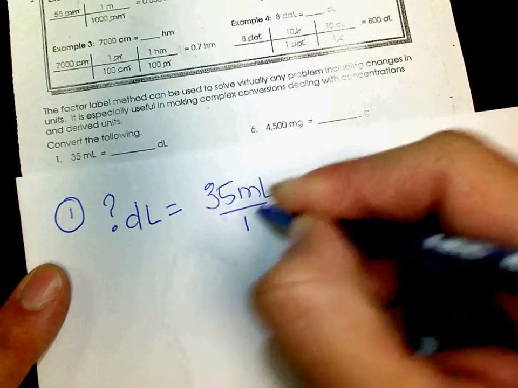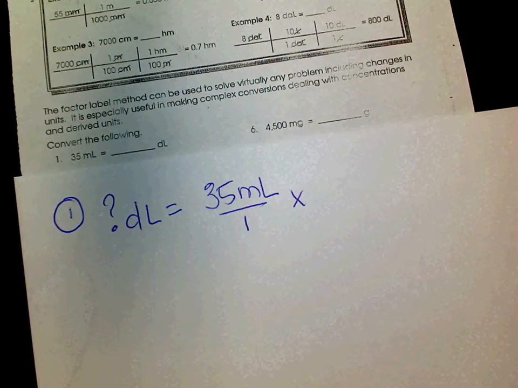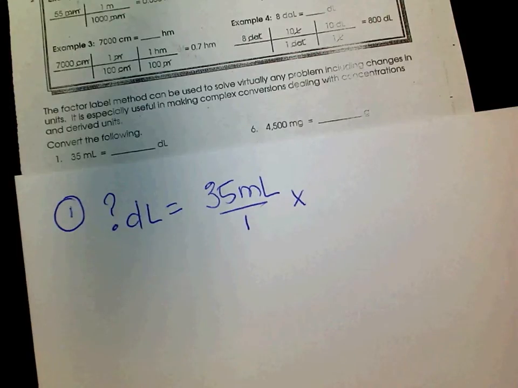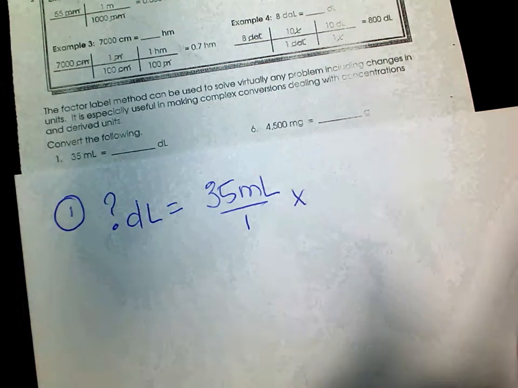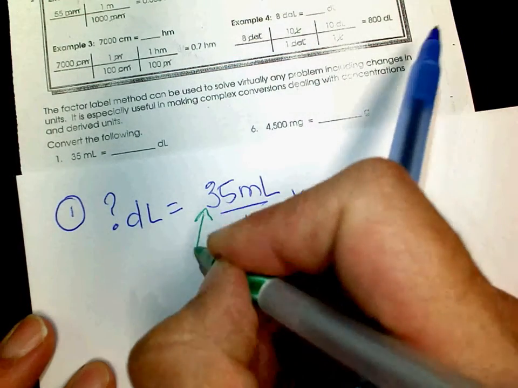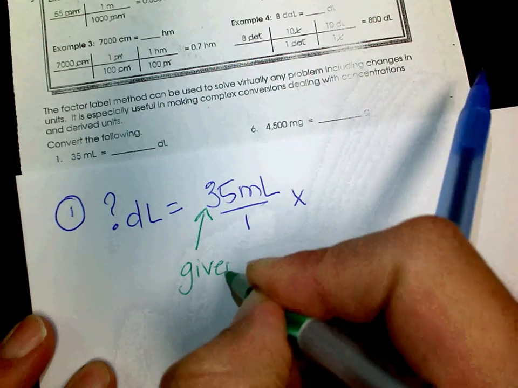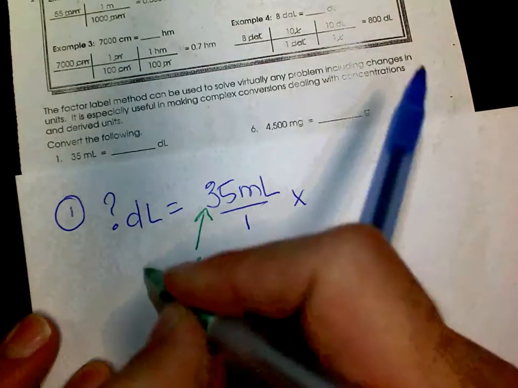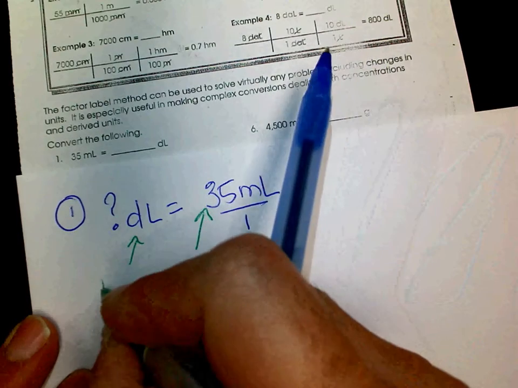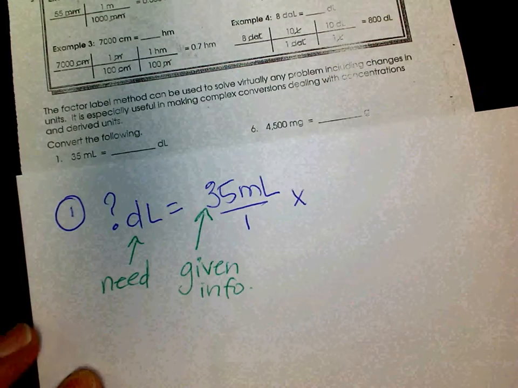Now, this is going to be a math problem. And what is this 35 milliliters? In your math class, this would be called the given information, wouldn't it? It's called the given info, or given information, all right? And this is the unit that we need, or that we're looking for, all right?